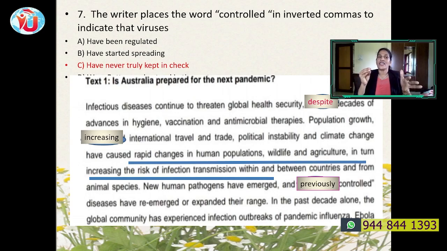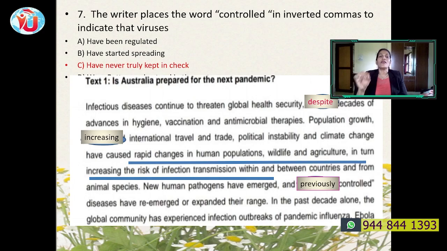If you do not know the structure or the tips, you may take it as 'have started spreading', but this is not the answer, because I said you need to look for the best suiting answer, that is 'have never truly been kept in check'. Why? Because if they had been checked and kept under control, they would not have re-emerged. Re-emerging means it was not well controlled, so it comes back again. That is the answer here: have never truly been kept in check.